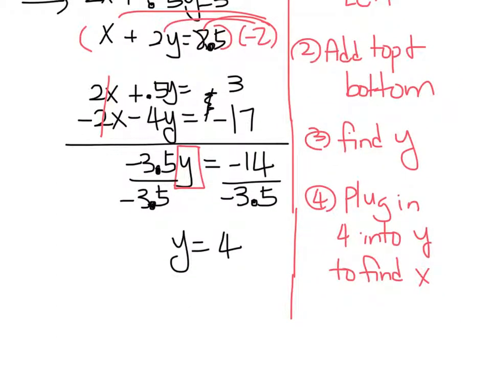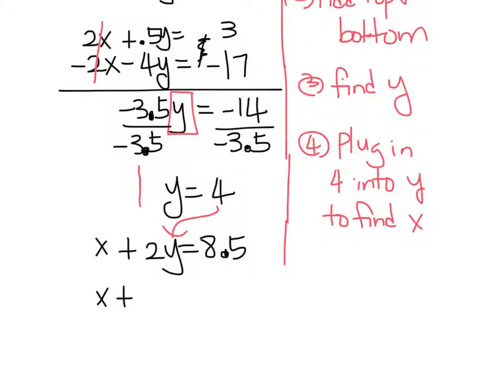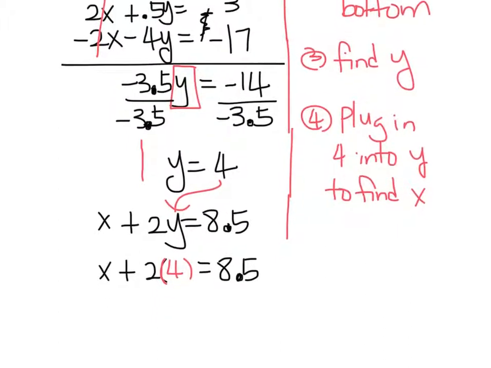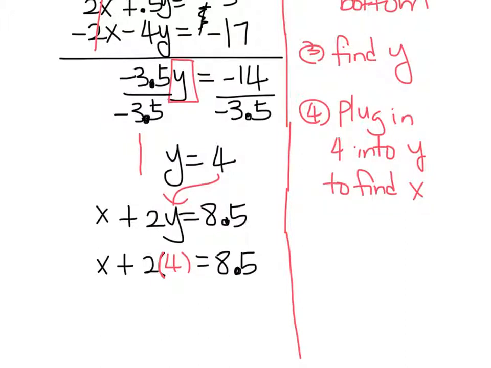So I'm just going to copy that equation. 2x. Uh-oh. Did I copy this wrong? Yes. It's not 2x, it's x plus 2y equals 8.5. And instead of y, I'm going to plug in 4. So there you go. x plus 2 times 4 is now equal to 8.5. It just feels difficult because you have decimals, right? So 2 times 4 is 8. So x plus 8 is equal to 8.5.